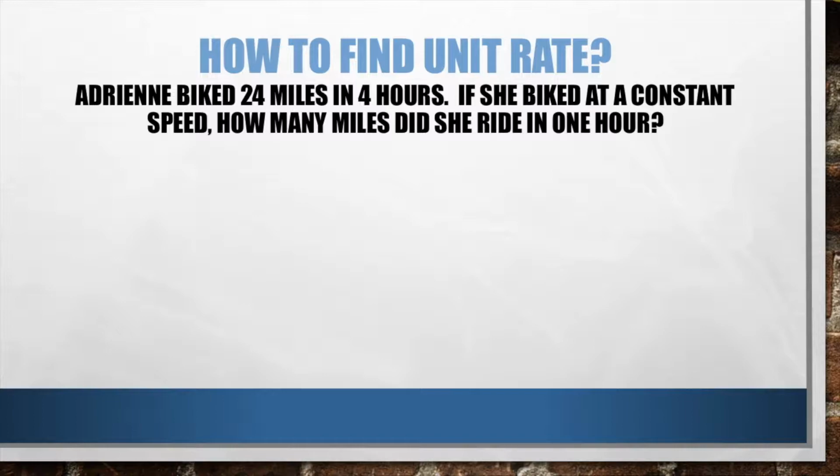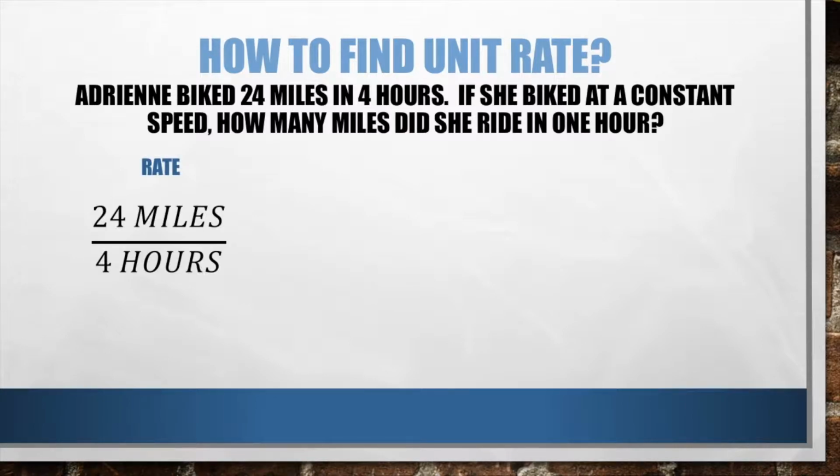So this right here is another verbal description, a scenario, if you would, that we have. We need to find the unit rate. Adrienne biked 24 miles in 4 hours. If she biked at a constant speed, how many miles does she ride in 1 hour? So we need to make sure we have a rate, and we do here. 24 miles per 4 hours. It's stated the same thing here. So we do have a rate.